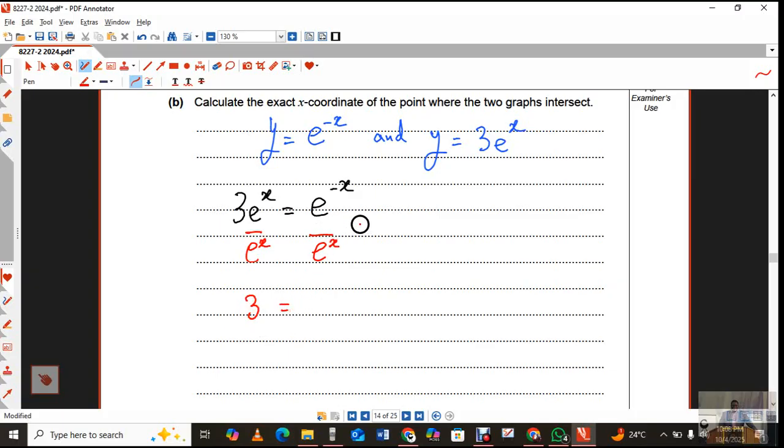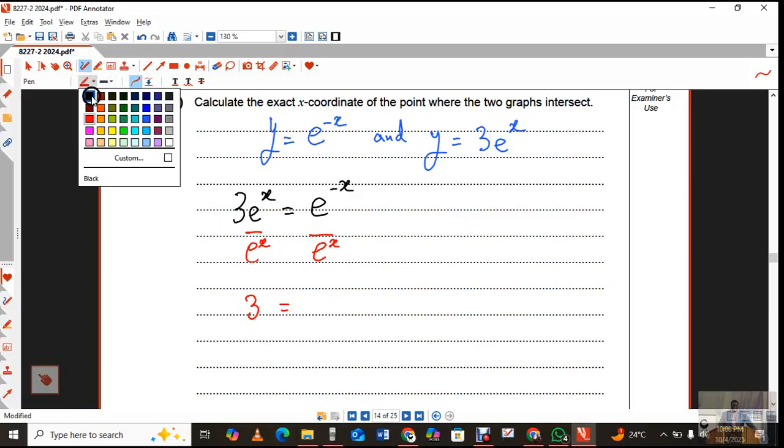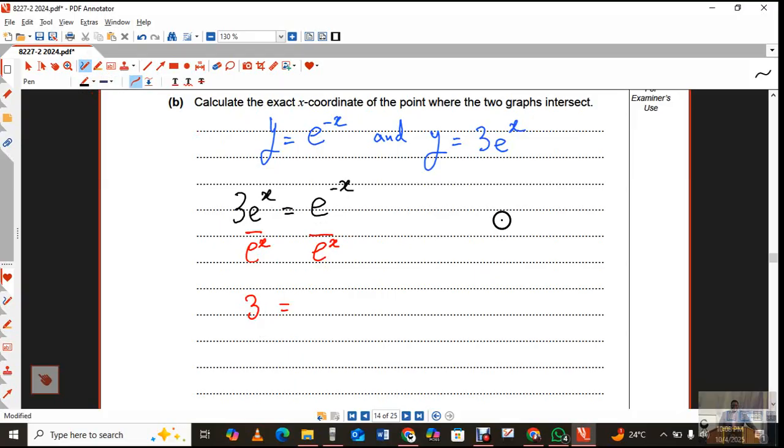Now, what do we get over here? Let's bring a little bit of side work. You have e to the minus x divided by e to the x. The rule is when you divide and the bases are the same, you subtract the indices. So on this side, you're going to get e to the minus 2x.